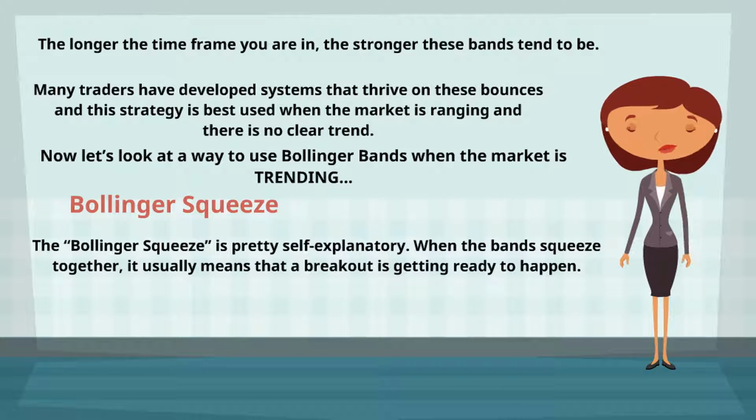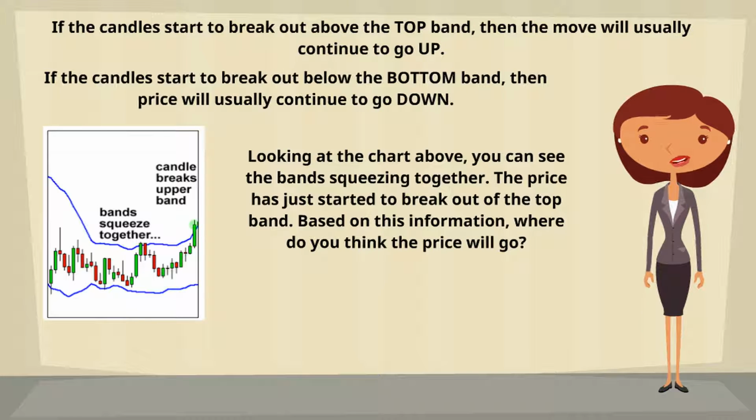Bollinger Squeeze. The Bollinger Squeeze is pretty self-explanatory. When the bands squeeze together, it usually means that a breakout is getting ready to happen. If the candles start to break out above the top band, then the move will usually continue to go up. If the candles start to break out below the bottom band, then price will usually continue to go down.